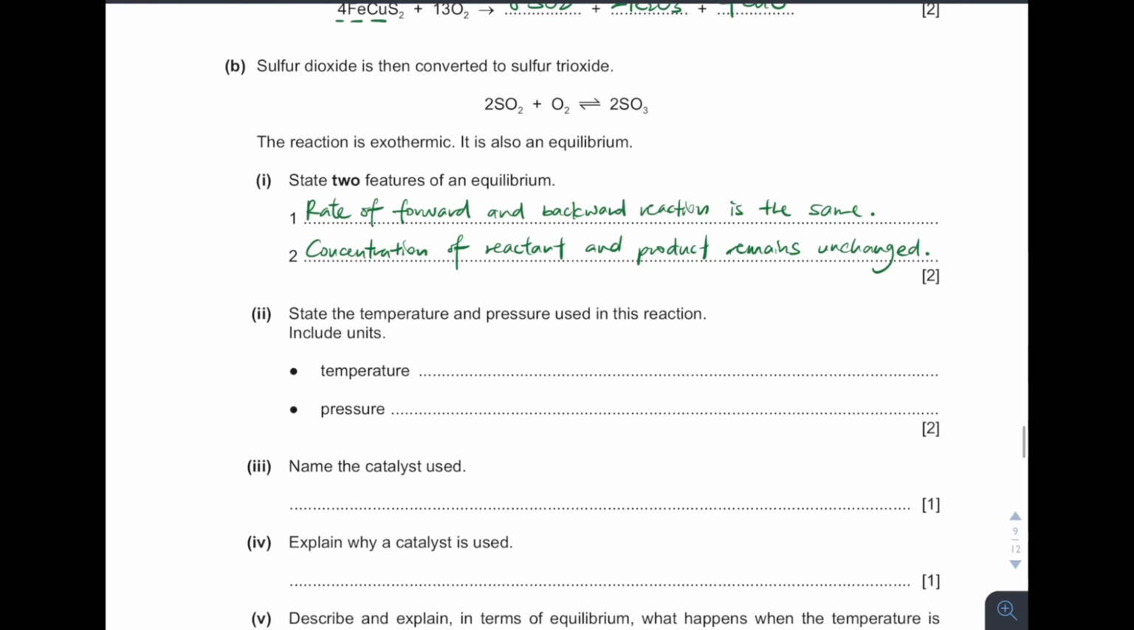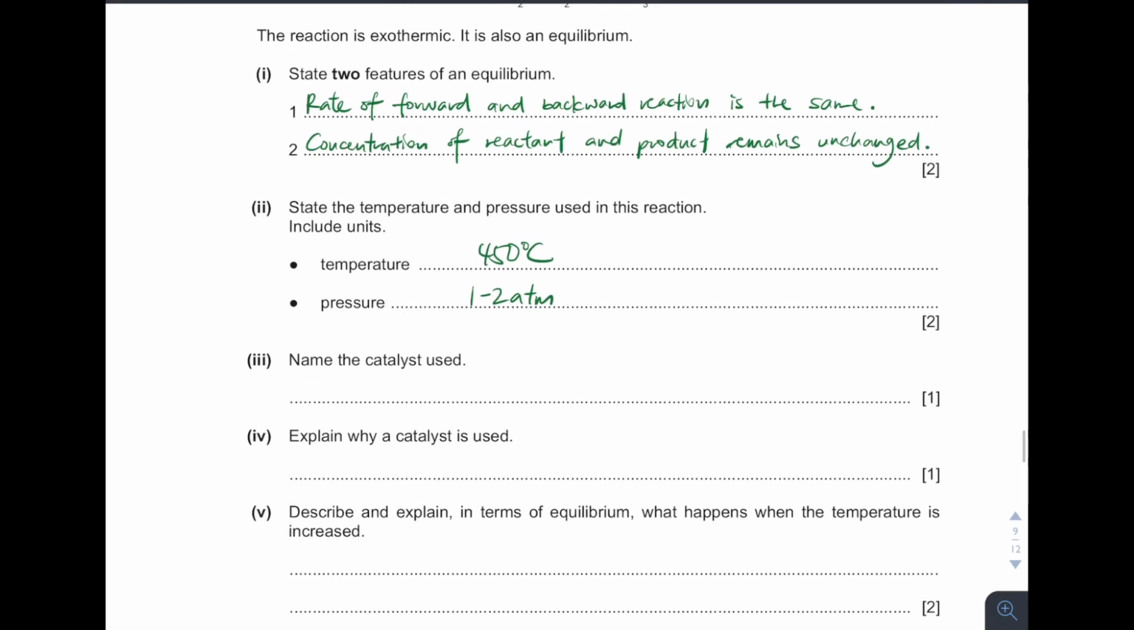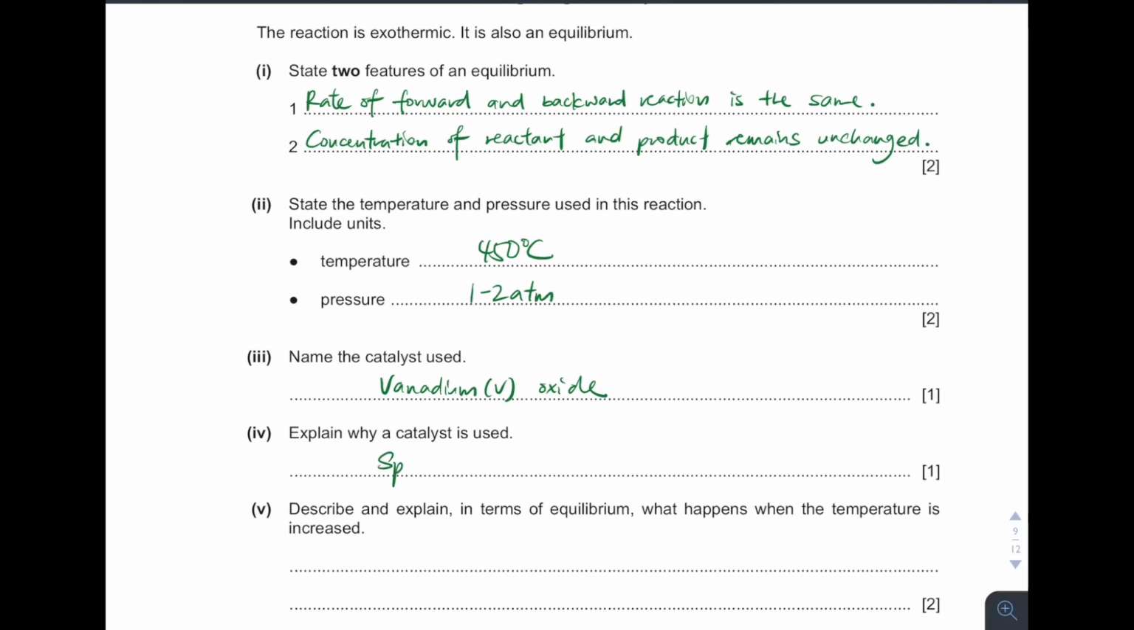Next, state the temperature and pressure used in this reaction. This is the contact process. The temperature needed is 450 degrees Celsius and the pressure is 1 to 2 atm. Next one, the catalyst in the contact process is vanadium(V) oxide. And why is a catalyst used again? The function of a catalyst is to speed up the rate of reaction.